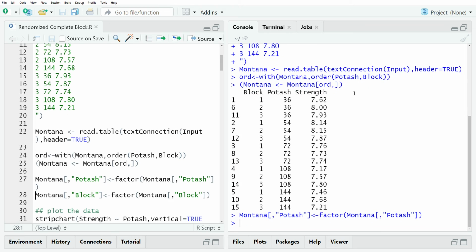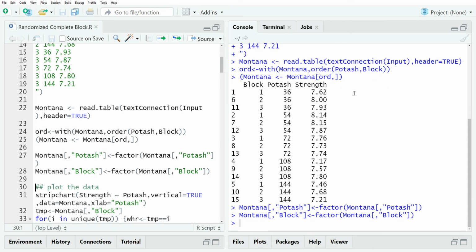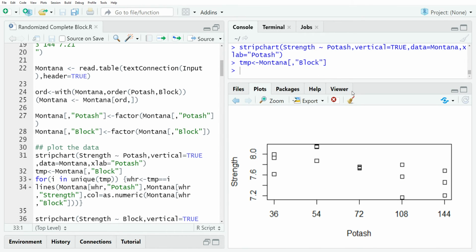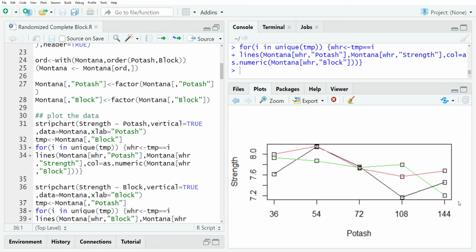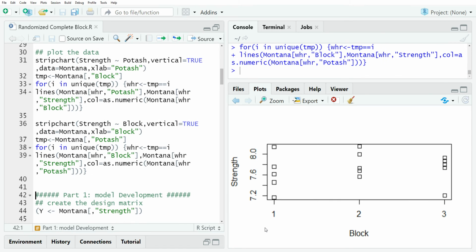Now I want to make each of the potash and block variables factors, so that's what I do. And plus it helps in this strip plot that I do. So this is the amount of potash, and then it's plotted by block. Notice that 54 tends to be the highest cotton strength. So let's plot it by block. So a block is a plot of land. And notice red is the second level, black is the first level. And so it tends to be the highest.